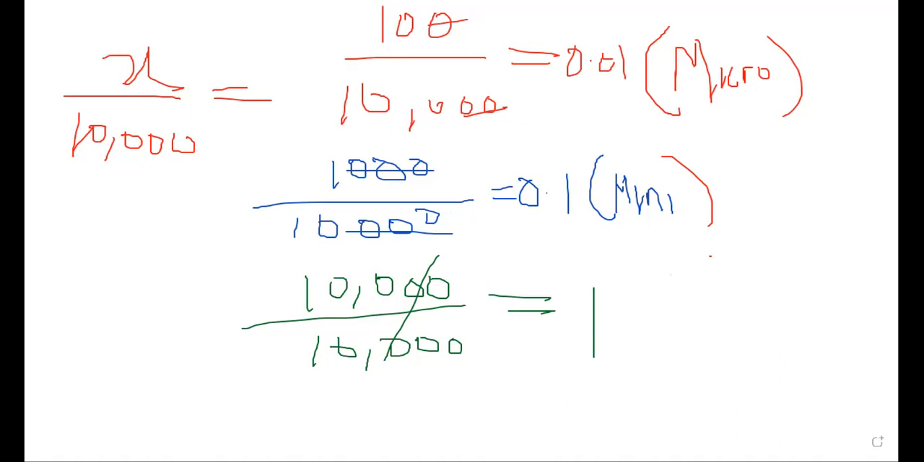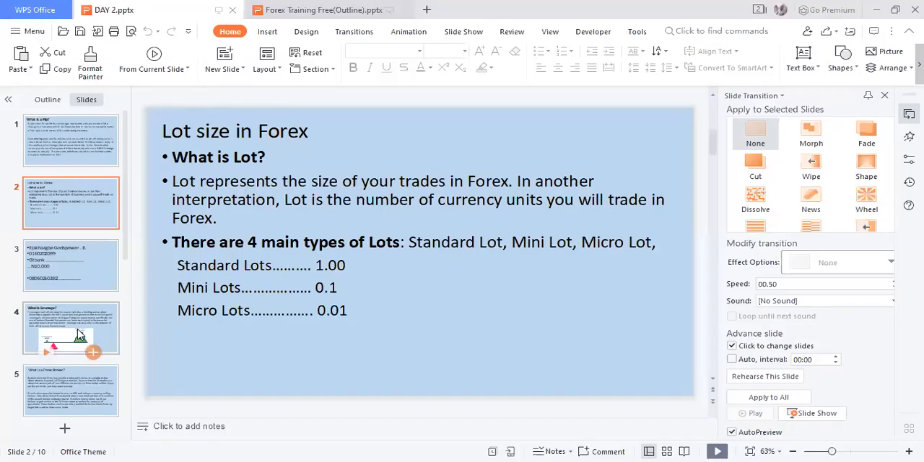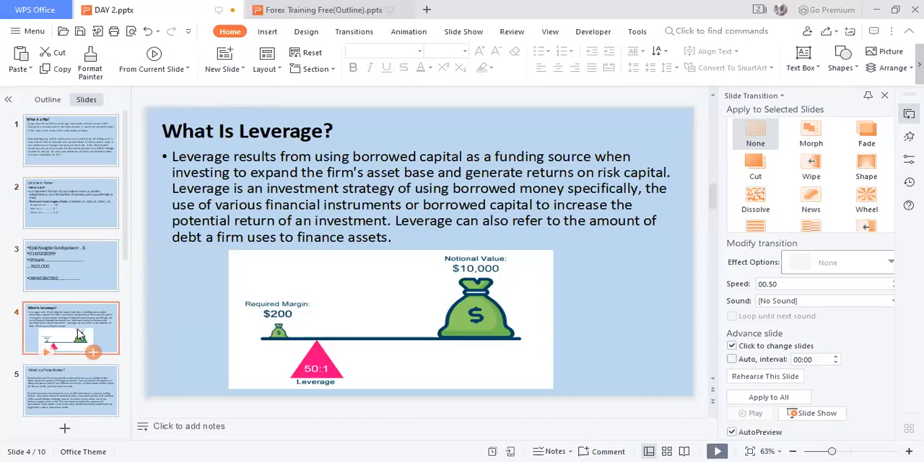The next one I'd like to talk about tonight is leverage. Leverage results from using borrowed capital as a funding source when investing to expand the firm's asset base and generate returns on risk capital. Leverage is an investment strategy of using borrowed money, specifically the use of various financial instruments or borrowed capital, to increase the potential returns of an investment. Leverage can also refer to the amount of debt a firm uses to finance assets.